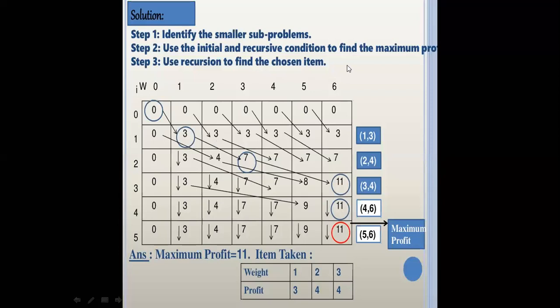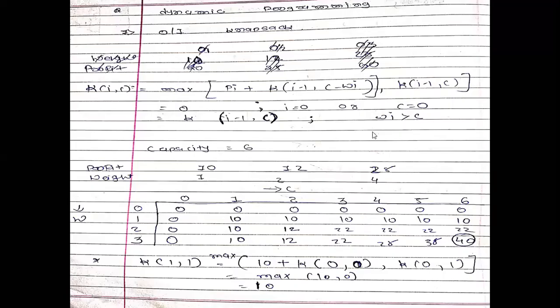This is your capacity. I think, okay, I will check this. Just continue with this example. I will check that example and then I will tell you in the next lecture.